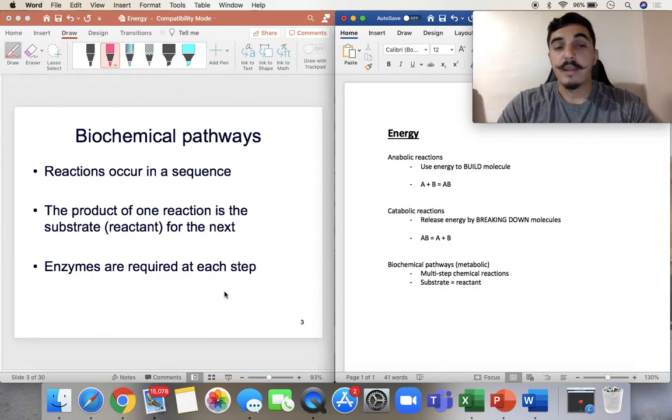And enzymes are required at each step, okay? What are enzymes? We're going to talk a little bit later on about enzymes, but they're those things that help out with the chemical reactions and help require less energy.